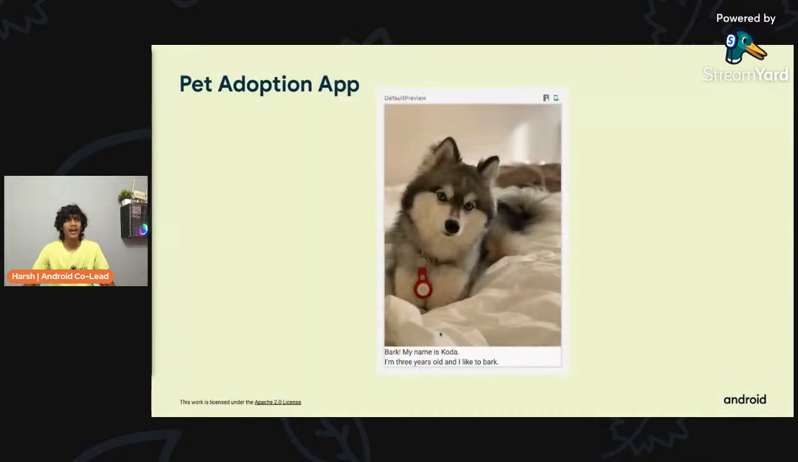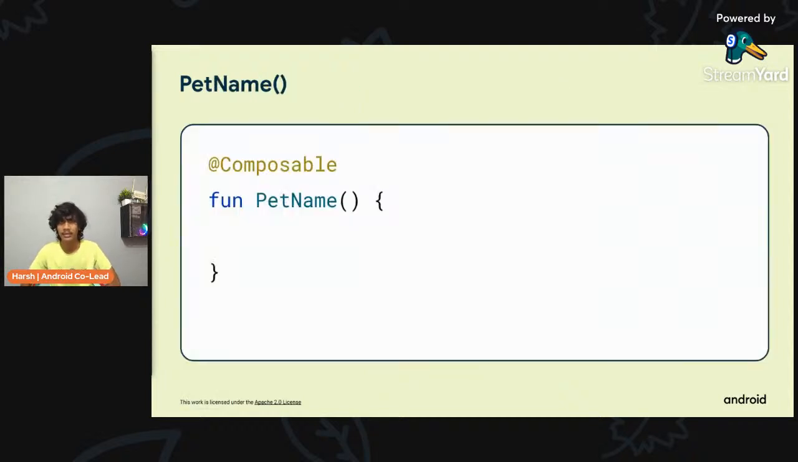For our example app, we will be creating a pet adoption app that showcases a pet that is up for adoption. This includes an image composable and two text composables. We will build the app piece by piece, but at the end, it will look something like this. So first of all, we will create a pet name composable.